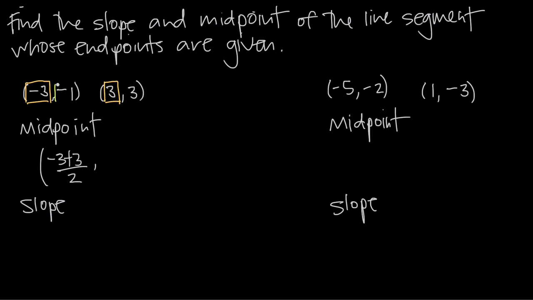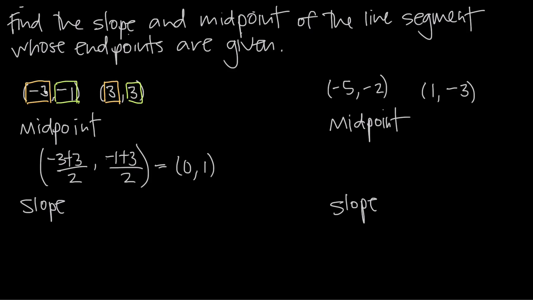So we're going to say -1 plus 3, and we're going to divide this sum by 2. When we simplify here, -3 plus 3 is 0, and 0 divided by 2 is still 0. -1 plus 3 is 2, and 2 divided by 2 is 1. So the midpoint of the line segment that connects these two endpoints is the point 0, 1.